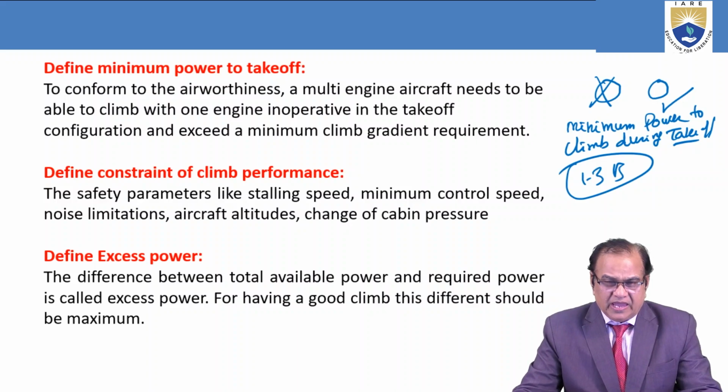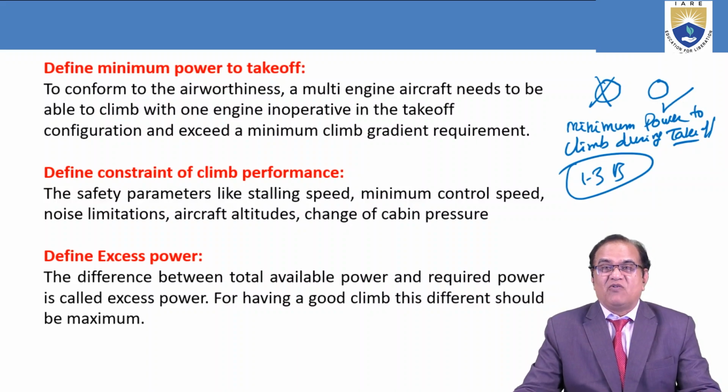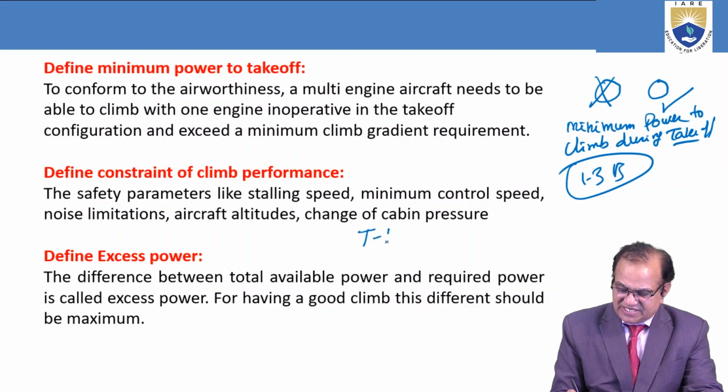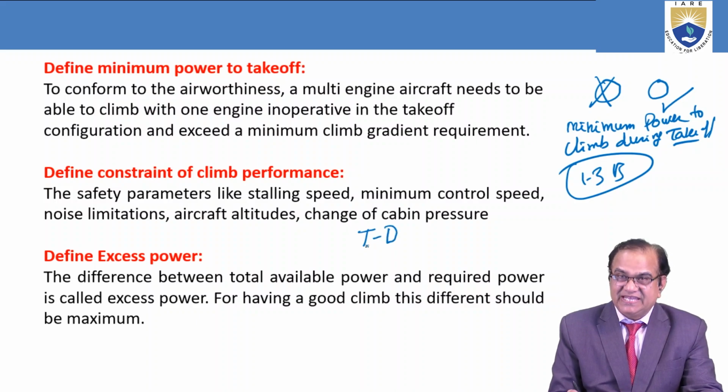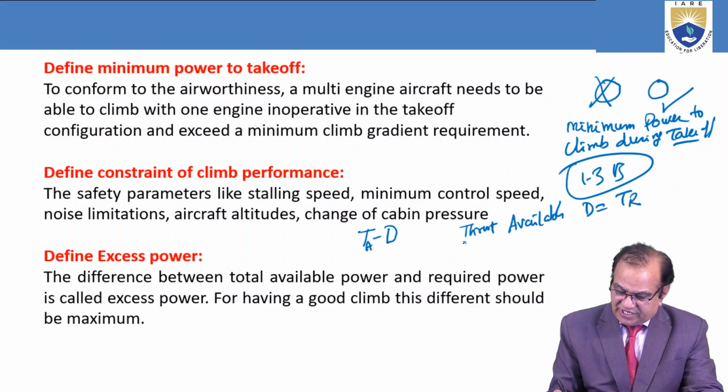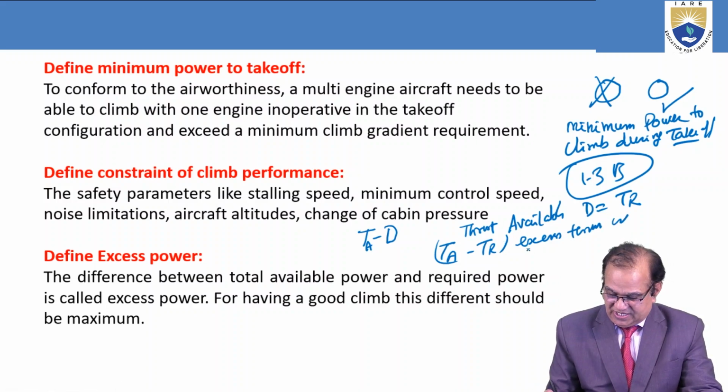Now, another word is excess power. We have learned that excess power is T minus D, where T is equal to thrust available, and D is equal to thrust required. So the difference between TA minus TR is called excess thrust, or if we multiply by the velocity, it will be PA minus PR.